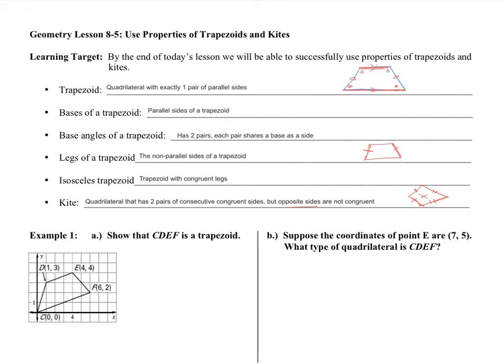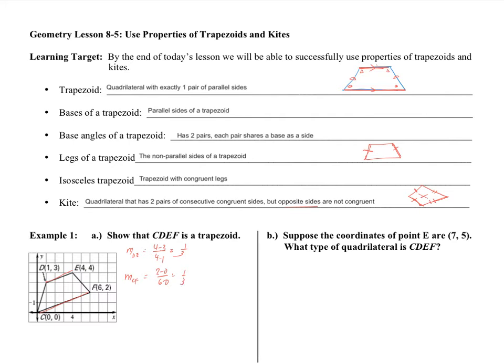Okay, example 1: show that CDEF is a trapezoid. So we can first prove that DE is parallel to CF. So let's do that. The slope of DE will be (4 minus 3) over (4 minus 1), which makes 1/3. And the slope of CF would be (2 minus 0) over (6 minus 0), which is also 1/3.